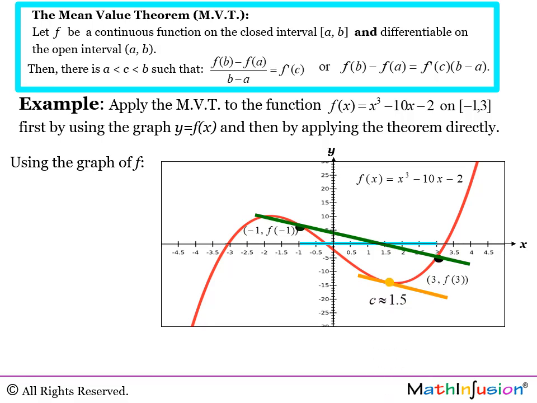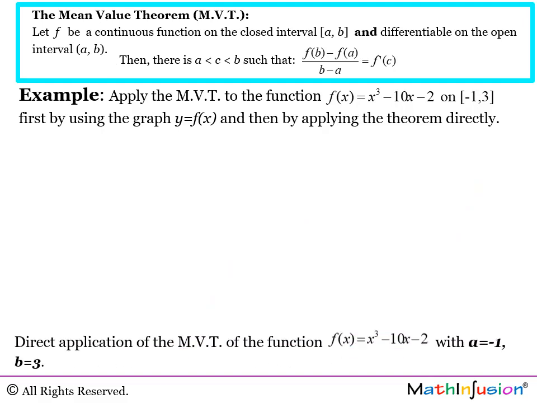And we can roughly observe that this value of x is almost 1.5, not exactly, but looks like almost 1.5. And obviously 1.5 is greater than a, which is -1, and smaller than 3, which is b. We're now going to do this analytically.